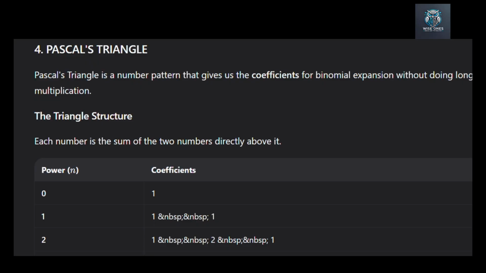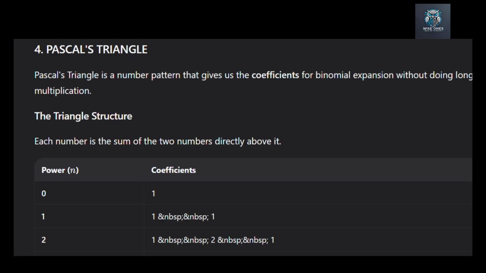Sometimes multiplying brackets takes too long, especially if the power is large. Imagine if you had to multiply 10 brackets together. That would take forever. So, a mathematician named Blaise Pascal found a shortcut. He created a triangle of numbers that gives us the coefficients directly. Let us describe Pascal's triangle.